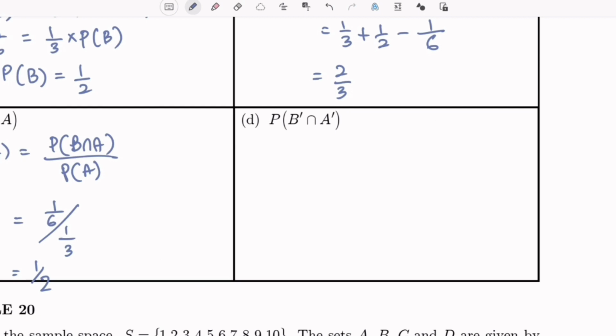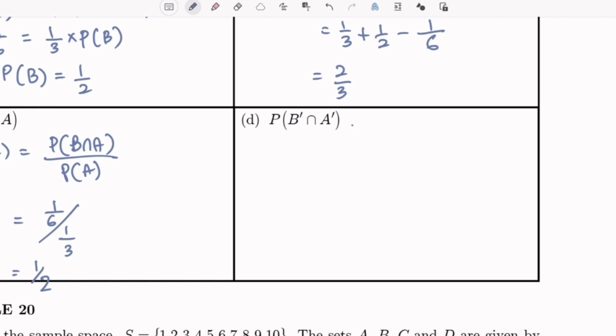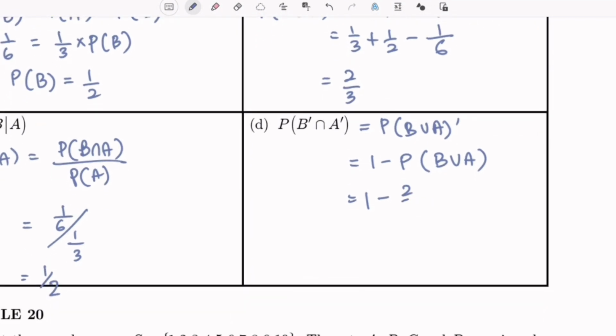For question D, the probability of complement B intersect complement A, refer to the De Morgan rule on page 8. The probability of complement A intersect complement B equals the complement of A union B. So this one right here equals 1 minus the probability of B union A, or A union B, it's just the same. So 1 minus 2/3, and you get 1/3.